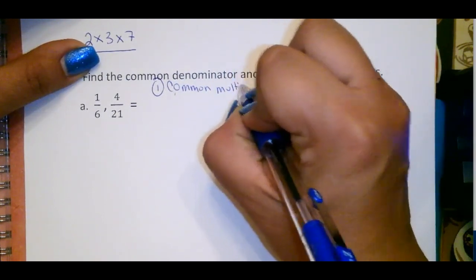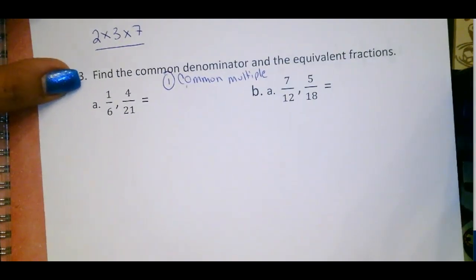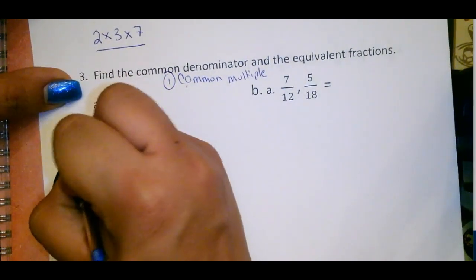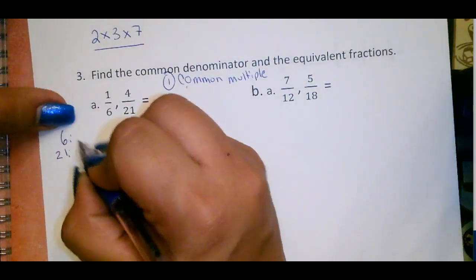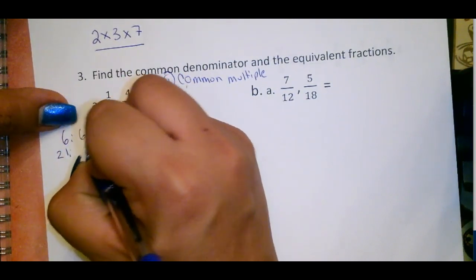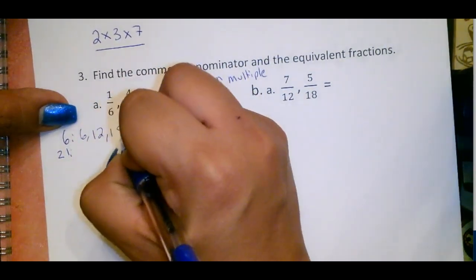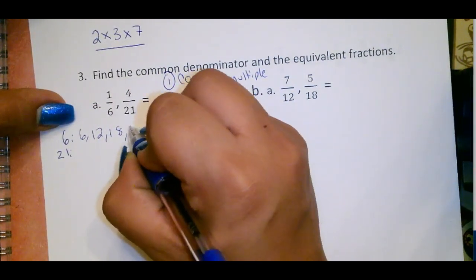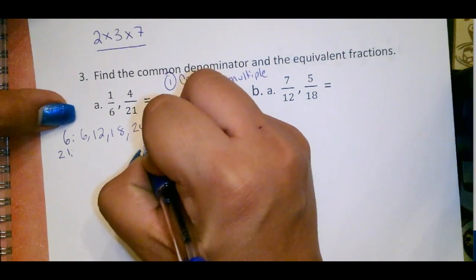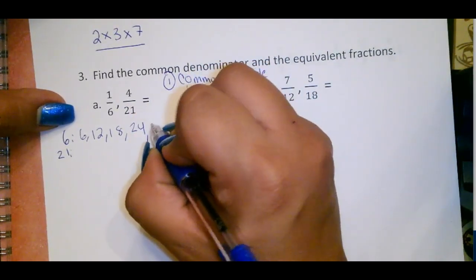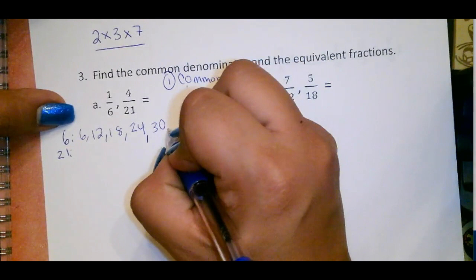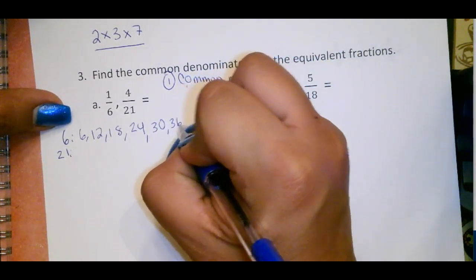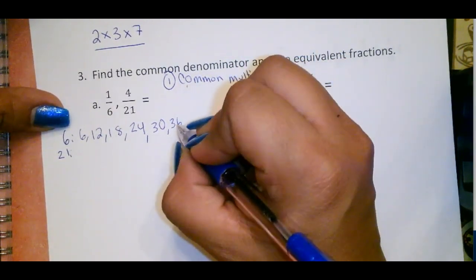multiple of the denominator. So in this case, I'm going to write the multiples of 6 and 21. So we go count by 6. 6, 12, 18, 18 plus 6, 24, 30, 36, add 6.